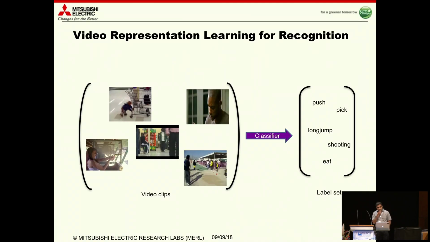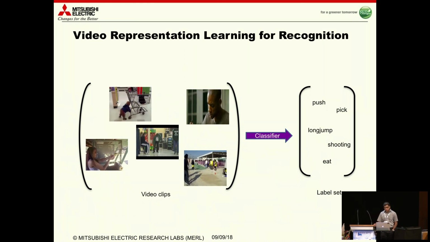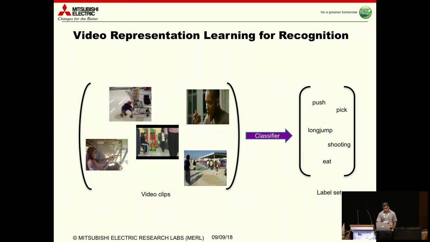So in this talk, we are looking back at the classical problem of video action recognition, where we are given a set of training videos, each associated with a single action label. We need to learn a representation for each video, which is then used to train a classifier. We assume the whole framework is end-to-end trainable.